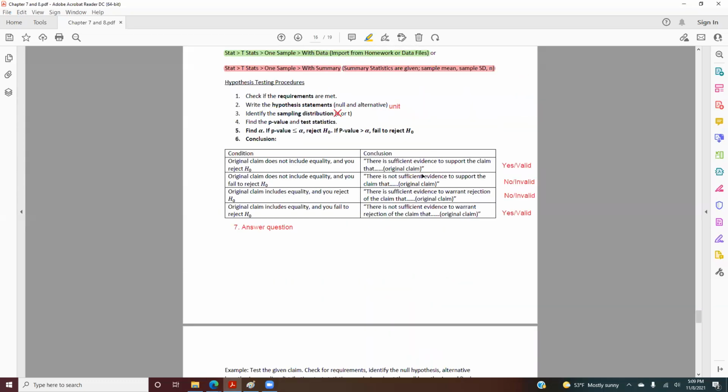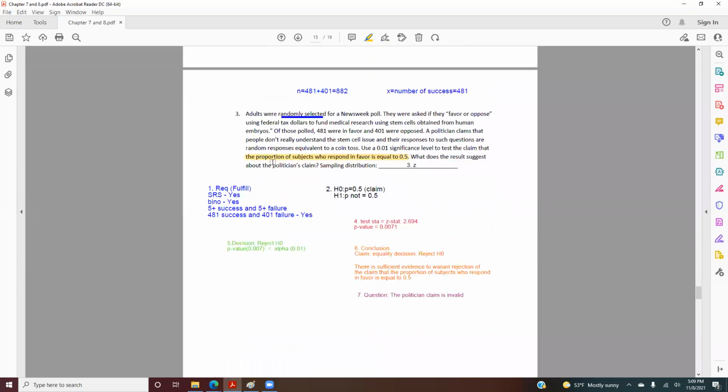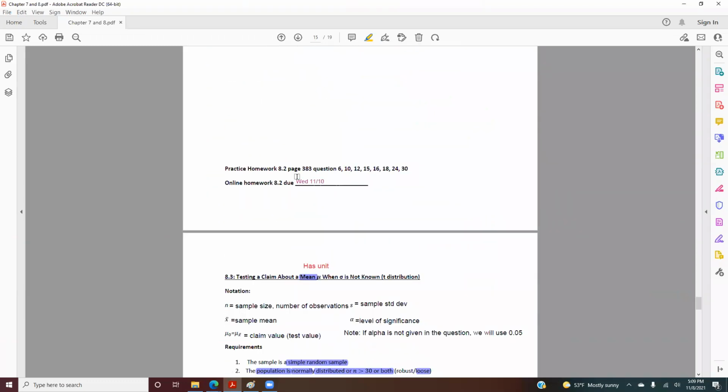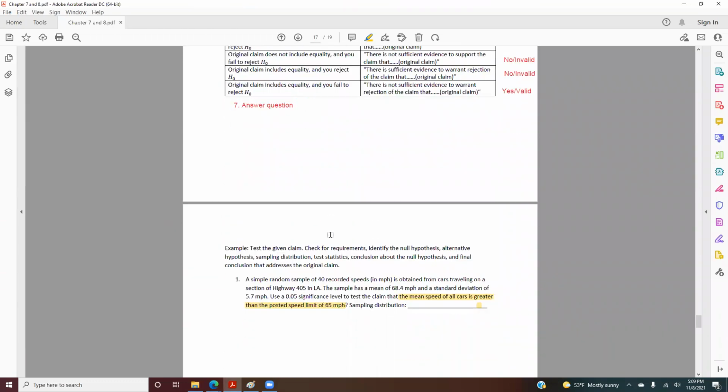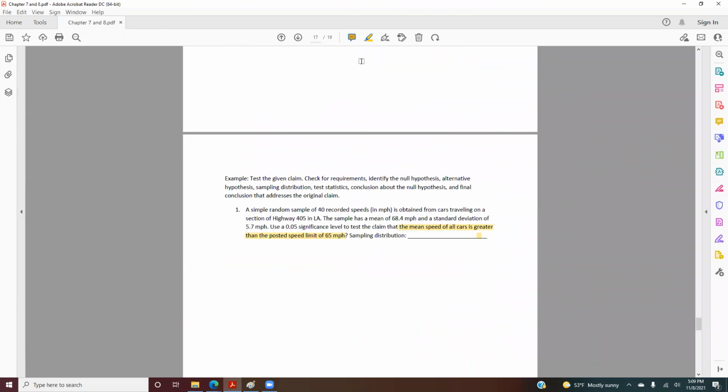And last time we used the word what? Proportion. So that is how you differentiate between 8.2 and 8.3. So we have the word mean here. So we will go through our requirement checks here.